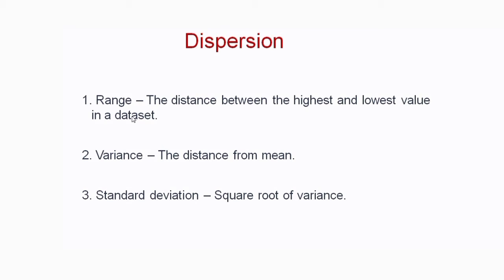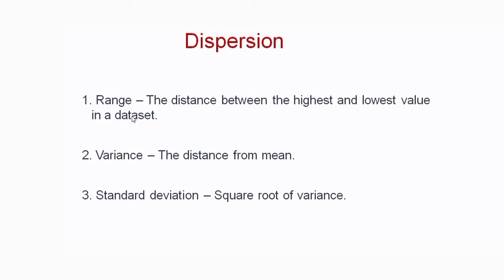What is standard deviation? Standard deviation is the square root of variance. Now you will have one question: if variance is the distance from the mean and standard deviation is the square root of variance, why do we need two equations, right?